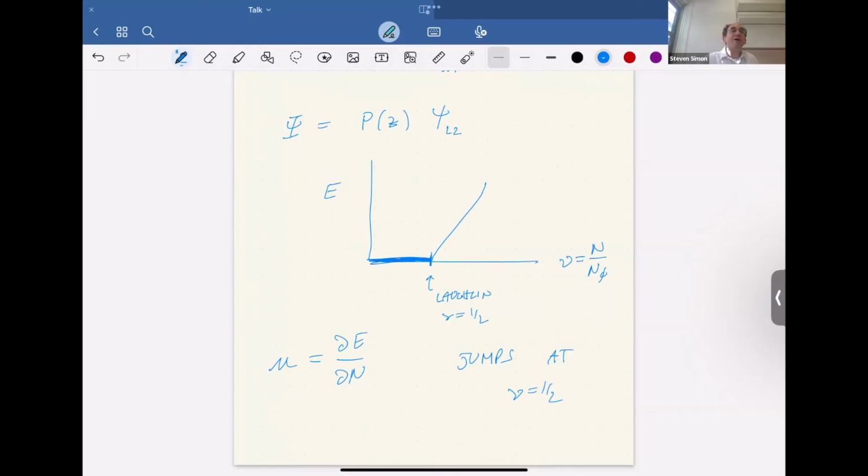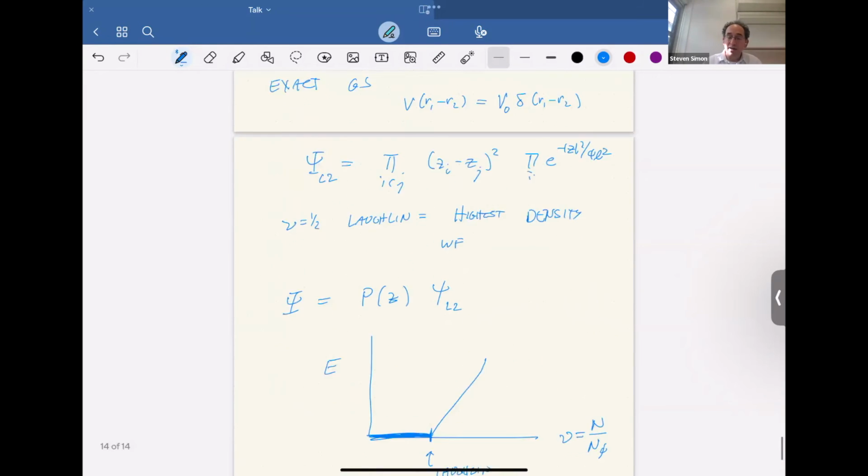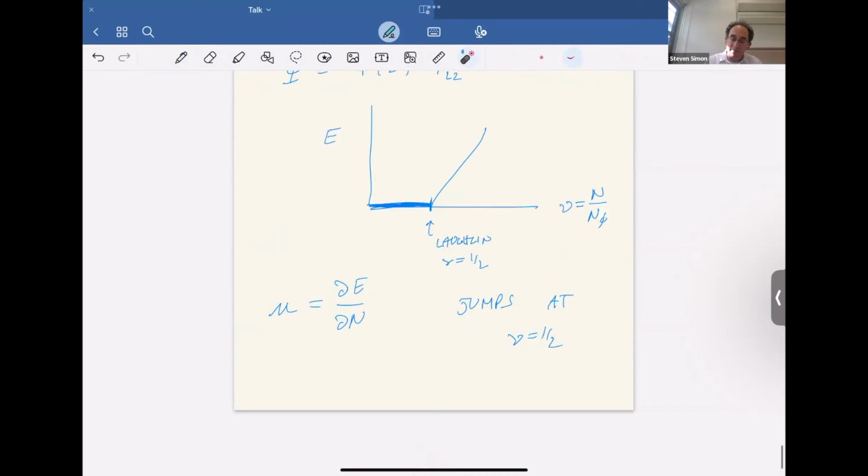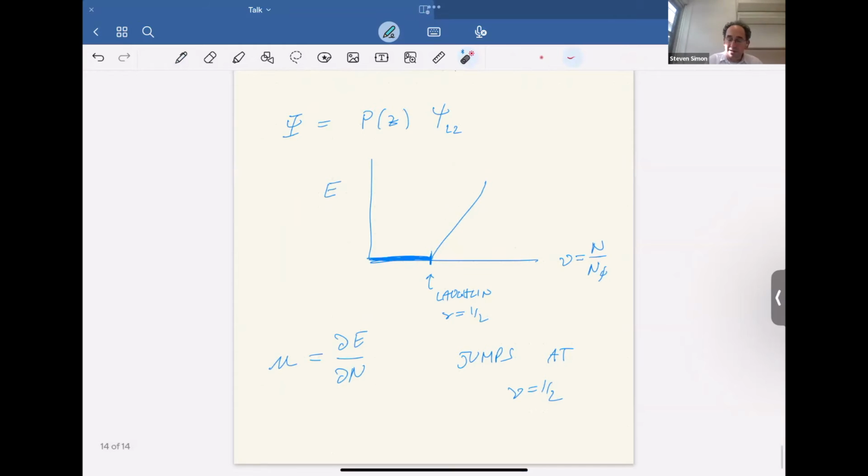Okay, so at least for this special interaction, you can unambiguously solve the problem exactly and show that there's going to be something special happening at nu equals 1/2. Okay, good.